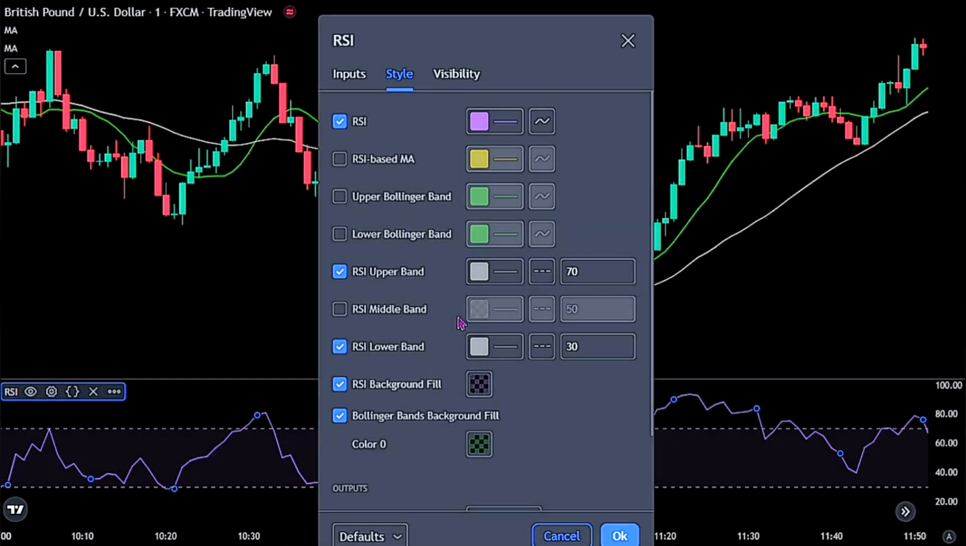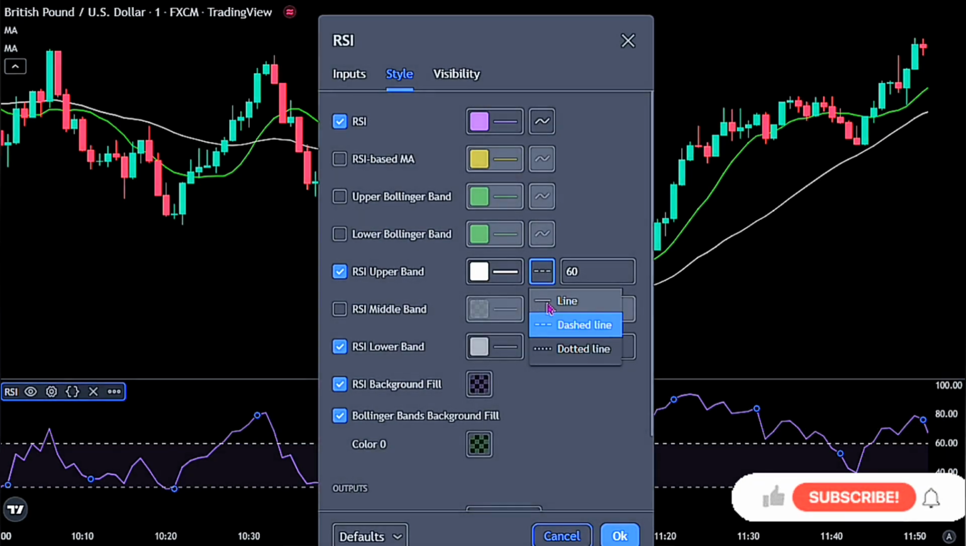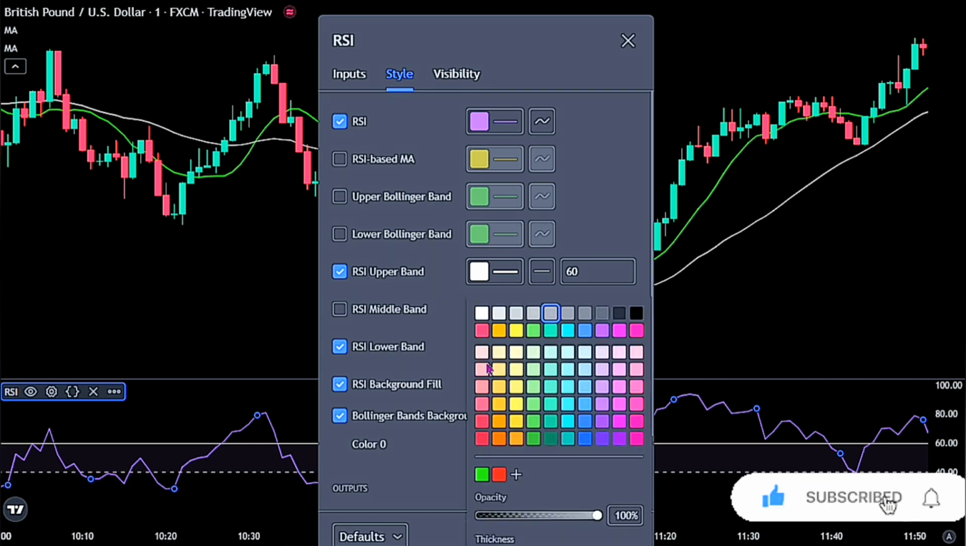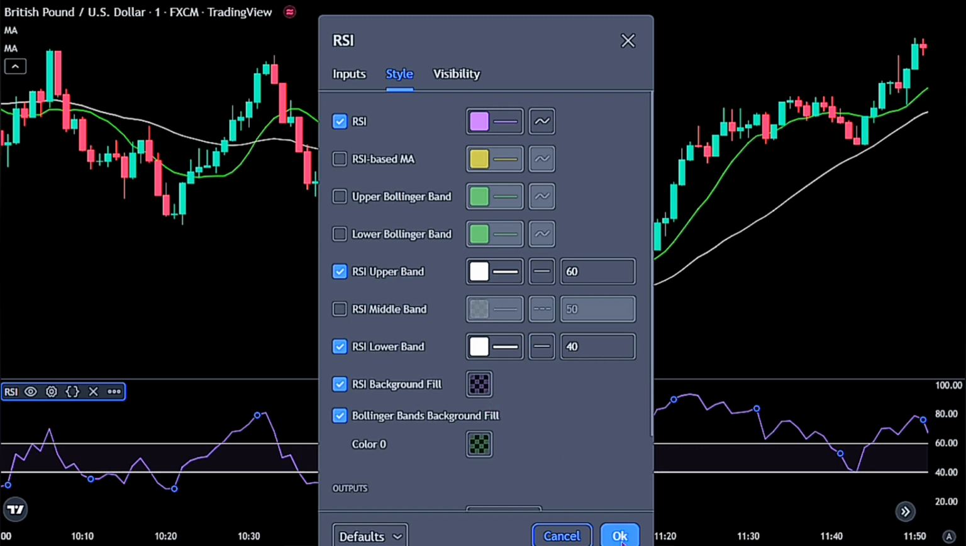Now go ahead and change the RSI upper band to 60, and change its color to white. Also change the lines to a straight line. Now change the lower band to 40 as well as changing the color to white. And don't forget to change to a straight line as well. And when you are done, click on the OK button.